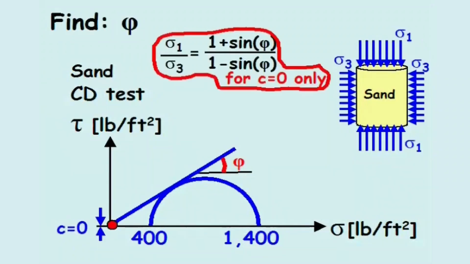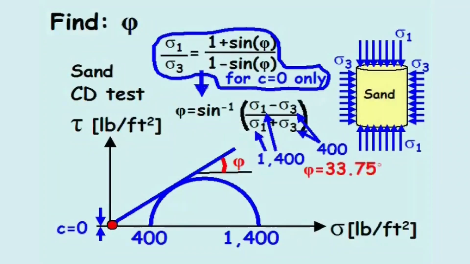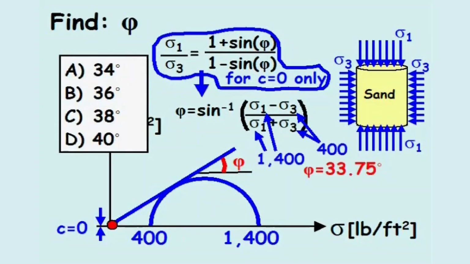For a cohesionless soil, we can solve for the angle of internal friction using this equation, where the friction angle is the arcsine of the quotient of sigma 1 minus sigma 3 divided by sigma 1 plus sigma 3. Plugging in 1,400 pounds per square feet for the axial stress and 400 pounds per square feet for the confining stress, the friction angle computes to 33.75 degrees. Looking back at our possible solutions, the answer is A.